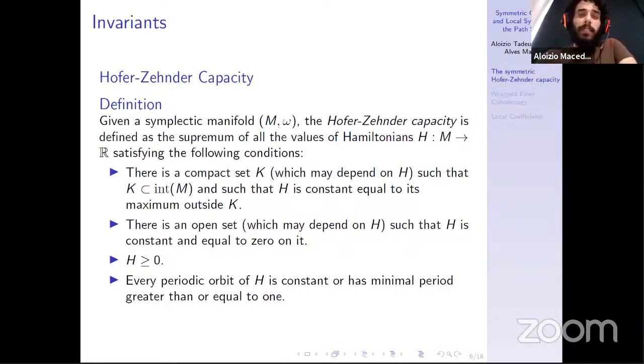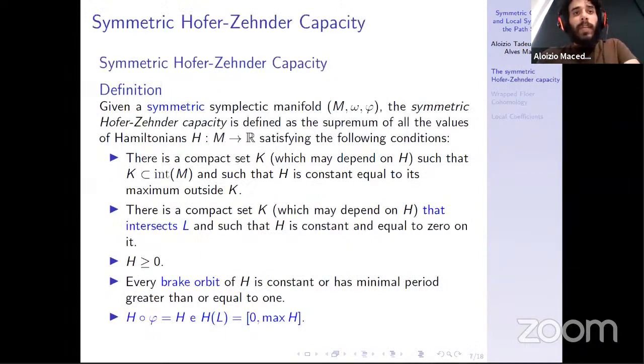Okay, so how can we adapt this definition to the context I mentioned previously, right? We can do the following. We consider a symmetric symplectic manifold, and we insert the new structure that we have into the conditions on the Hamiltonians over which we take the supremum. For example, we not only require that H is constant on some open set, but we require that this open set intersects L. Here L is just the fixed point set, okay? I'm using L here as the fixed point set.